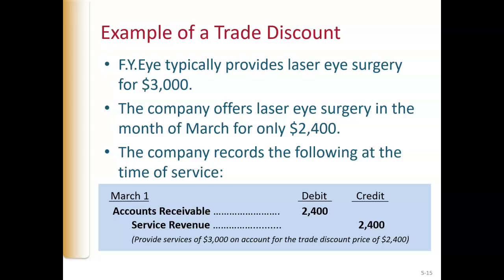That's the amount the store is going to show, what they've shown as the sale price. A trade discount is similar to a sales price. FYI typically provides laser eye surgery for $3,000, but the company's offering laser eye surgery in the month of March for only $2,400. So if a customer gets laser eye surgery, FYI is only going to show accounts receivable for $2,400 and the revenue for $2,400. Does that make sense? A trade discount is like a sale.